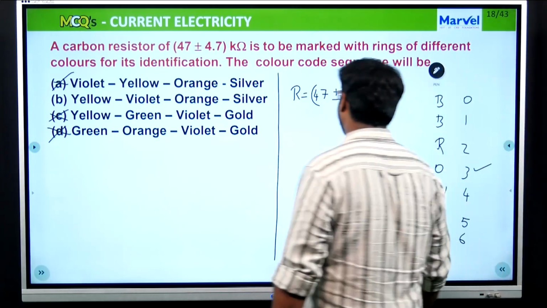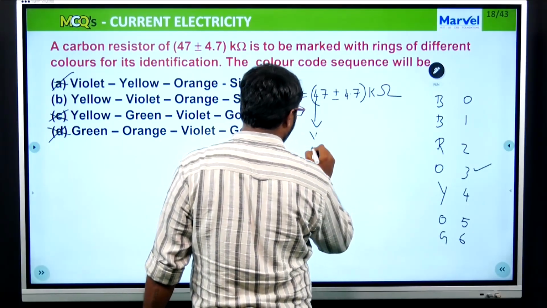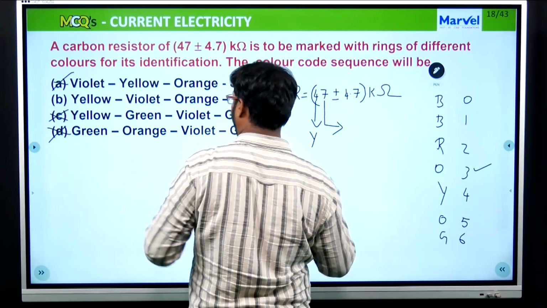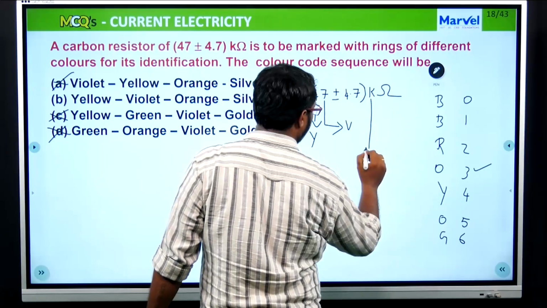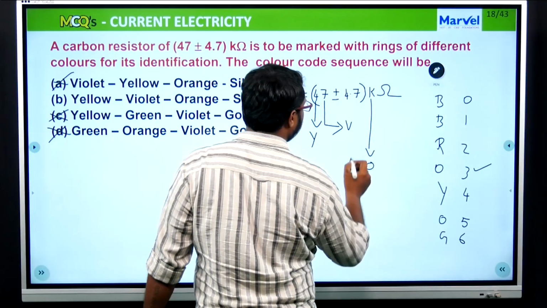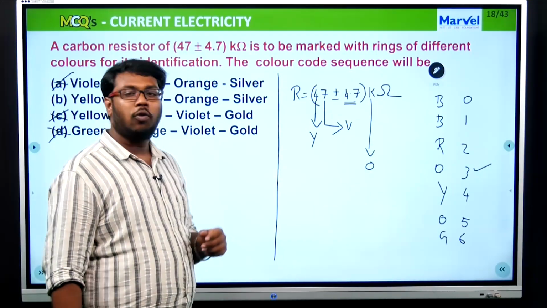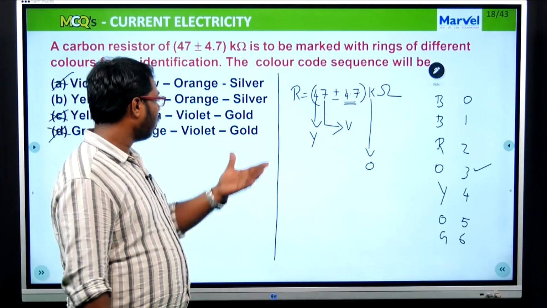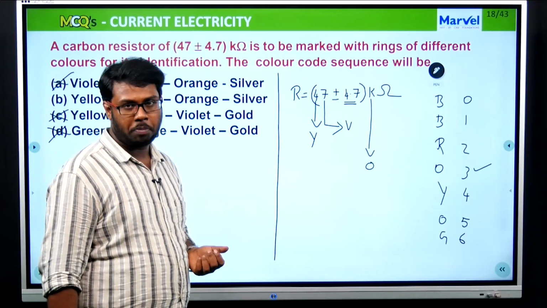Okay. So first let me proceed. This is yellow and this is your violet, and this kilovolt, this is represented by orange. Then how does this 4.7 come? 4.7 is represented using the tolerance. Here the tolerance is silver. For silver it is 10%.